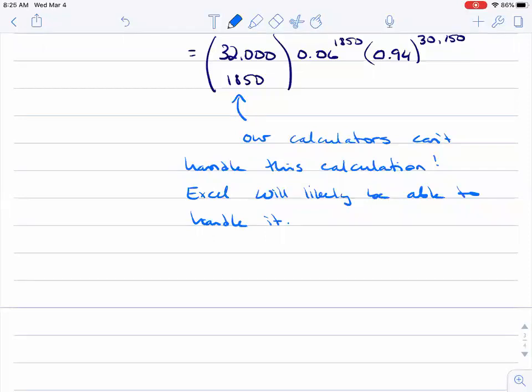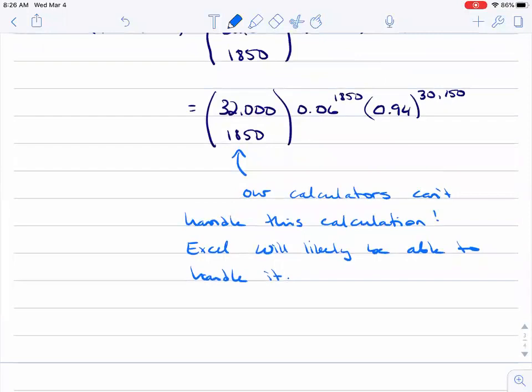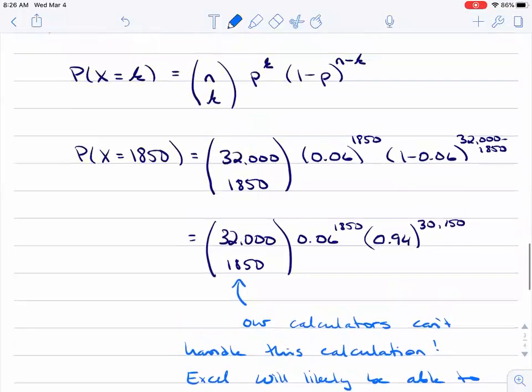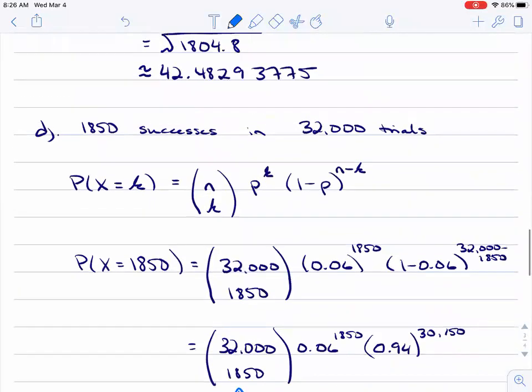So lab 6 just goes through and shows you how to do all these z-score calculations, binomial calculations, Poisson calculations using Excel, right, instead of by hand. Okay, so there we have it. That would get us the probability of exactly 1,850 O-negative donors.